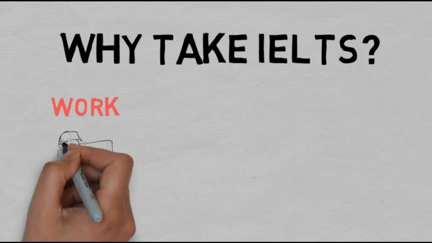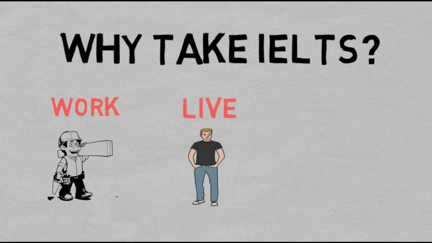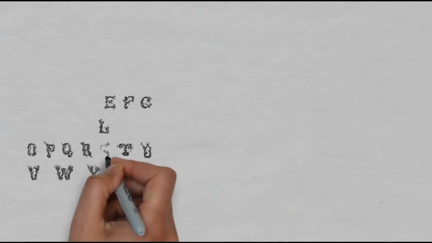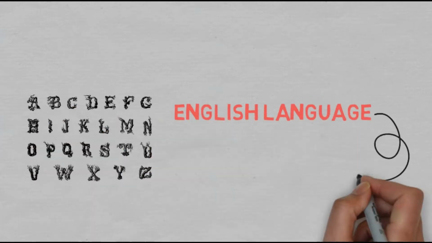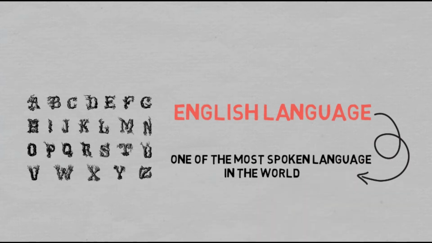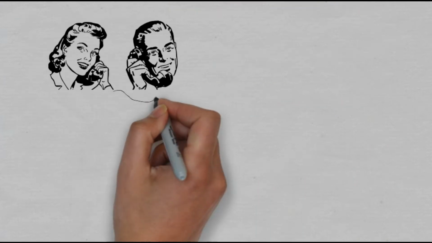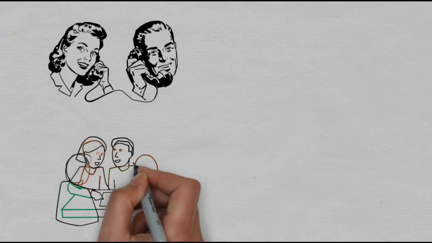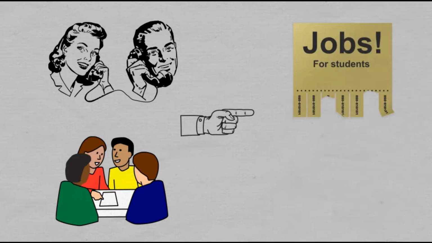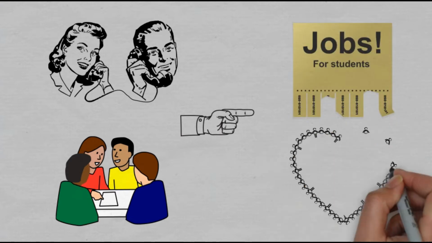If you are looking to work, live or study in an English speaking country, then you must be able to demonstrate a high level of English language ability. English being one of the most spoken languages in the world with around 380 million native speakers worldwide. Being able to communicate in the native language of the country you wish to work or study in has a wide range of benefits. It is also essential for job opportunities as well as integration into the community.